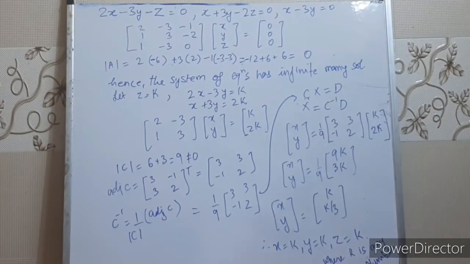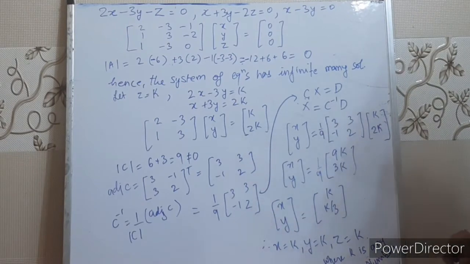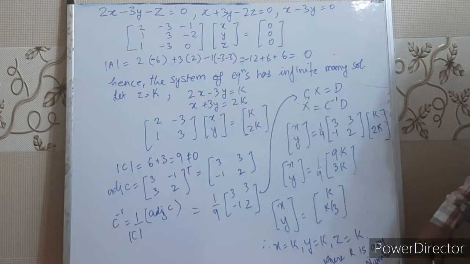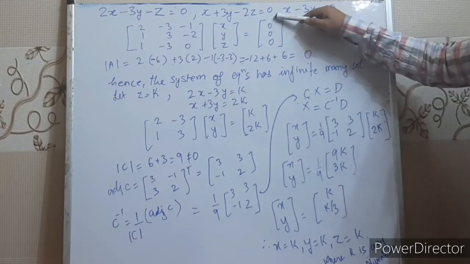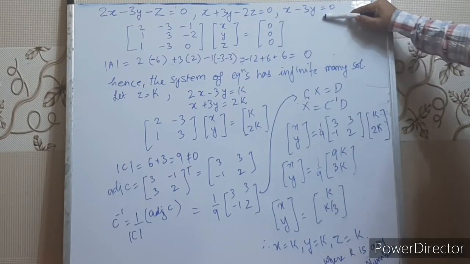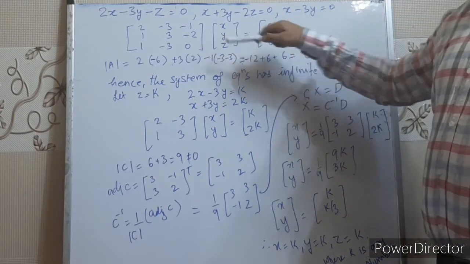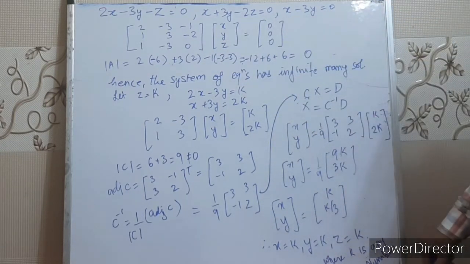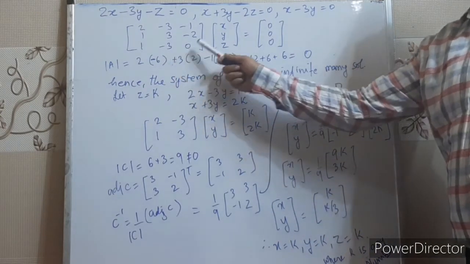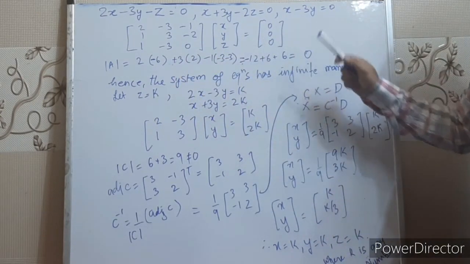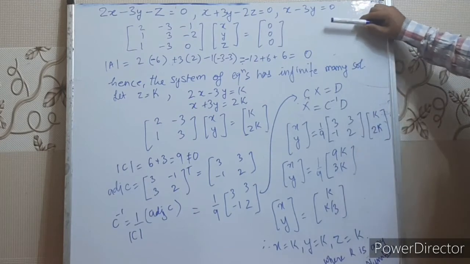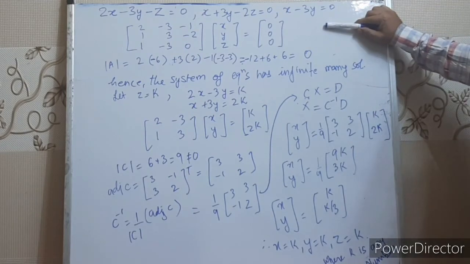Children, let's see another sum. Again, there is a system of equations given. 2x minus 3y minus z equals 0, x plus 3y minus 2z equals 0 and x minus 3y equals 0. When we convert into matrices, we will be writing as 2, minus 3, minus 1, 1, 3, minus 2 and 1, minus 3, 0 into x, y, z equals 0, 0, 0. So, this is a homogeneous system of equations. The value of B matrix is 0, right?